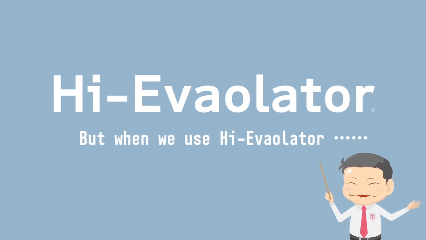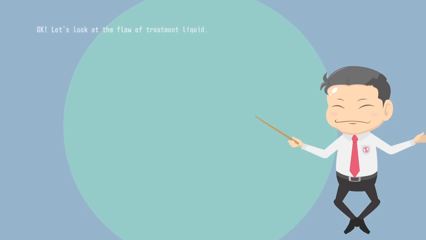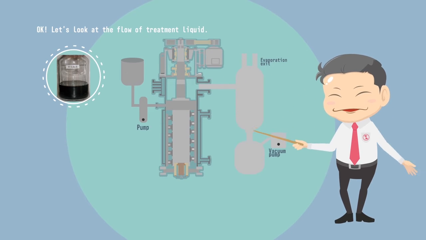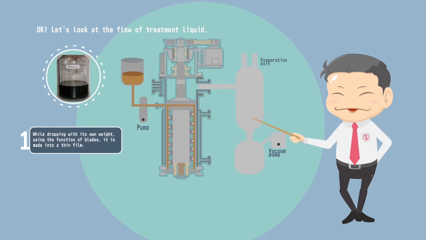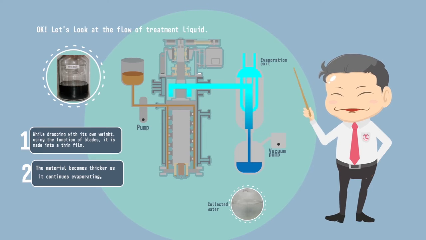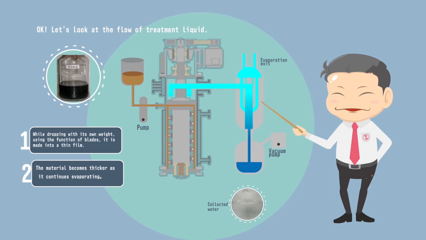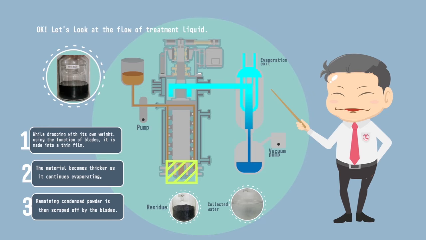But when we use Hi-evaporator, okay, let's look at the flow of treatment liquid. 1. While dropping with its own weight, using the function of blades, it is made into a thin film. 2. The material becomes thicker as it continues evaporating. The evaporates are collected by the condenser. 3. Remaining condensed powder is then scraped off by the blades.